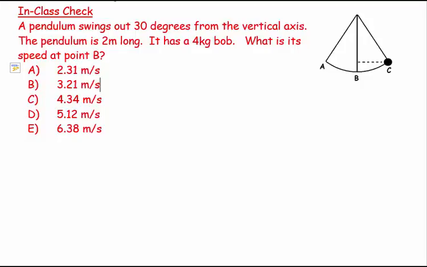Welcome. So this question says a pendulum swings out 30 degrees from the vertical axis. The pendulum is 2 meters long. It has a 4 kilogram bob. And what's its speed at point B?